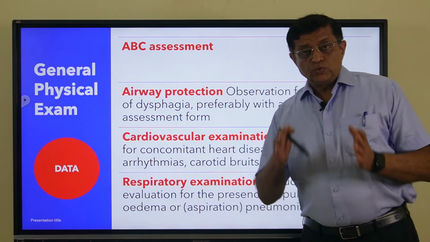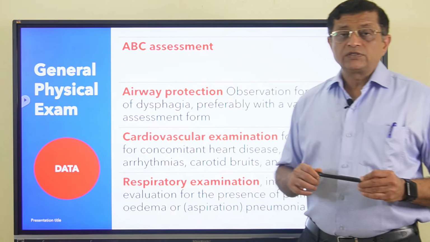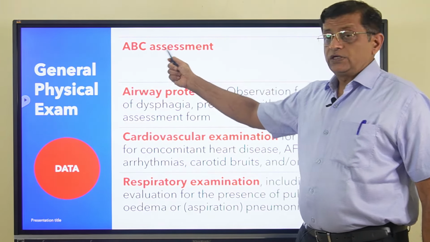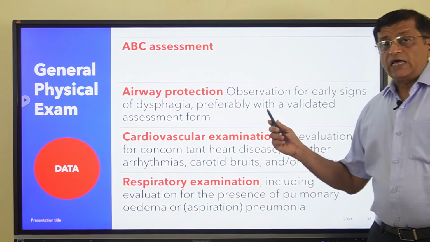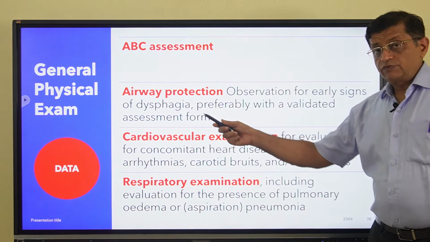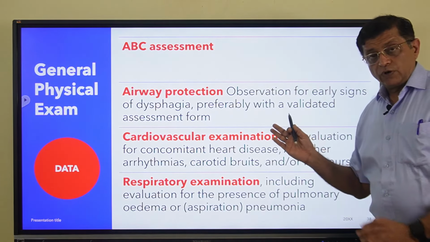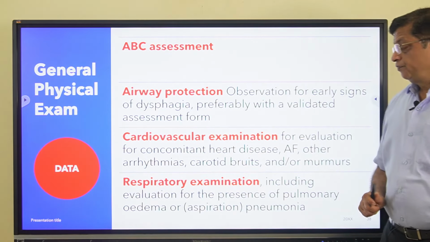As soon as you see a stroke patient, the assessment begins like any other primary survey. So you begin with airway, breathing and circulation. Observe whether the patient has dysphagia. If the patient has dysphagia, let there be a validated assessment form, because these are the patients who would probably require intubation.